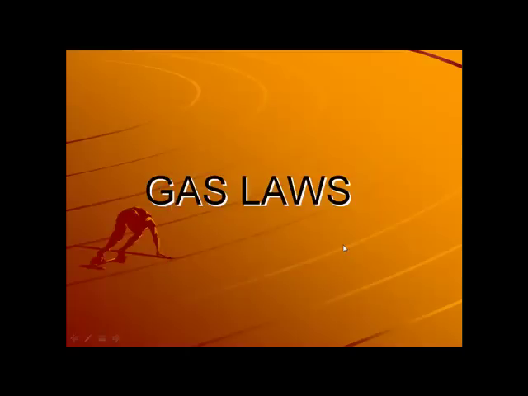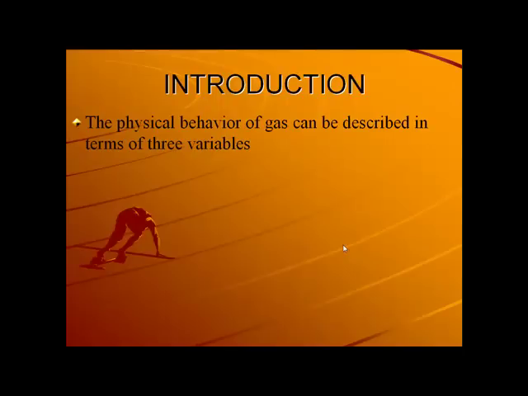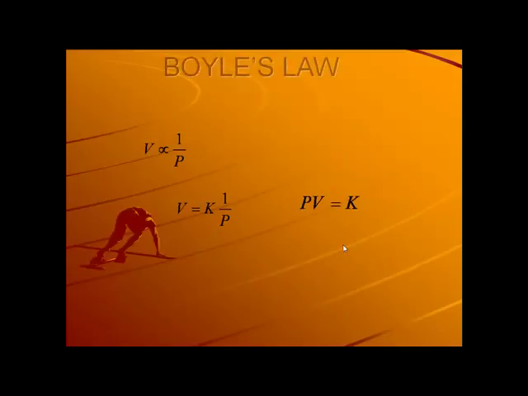Gas laws. The physical behavior of a gas can be described in terms of three variables: volume V, pressure P, and temperature T. A change in any one or more variables will result in a change in the remaining variables.